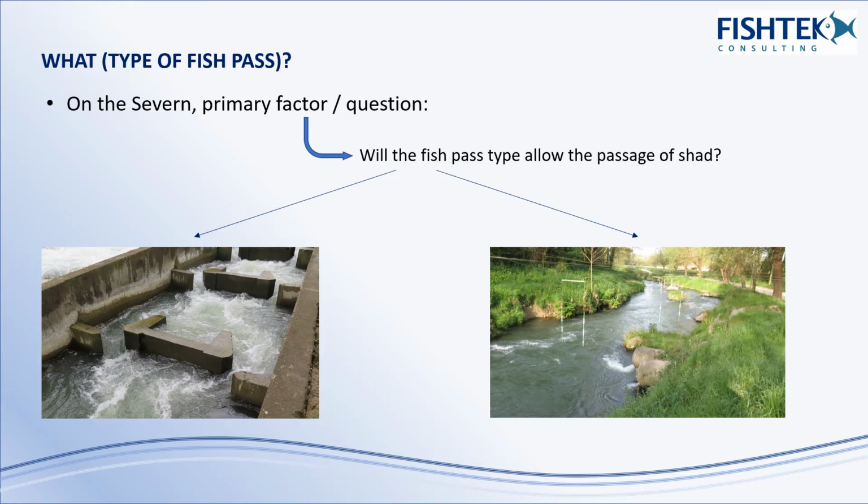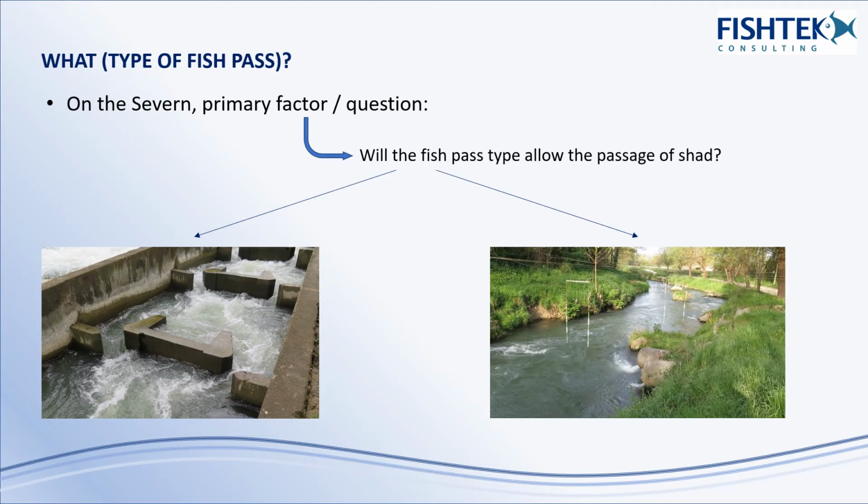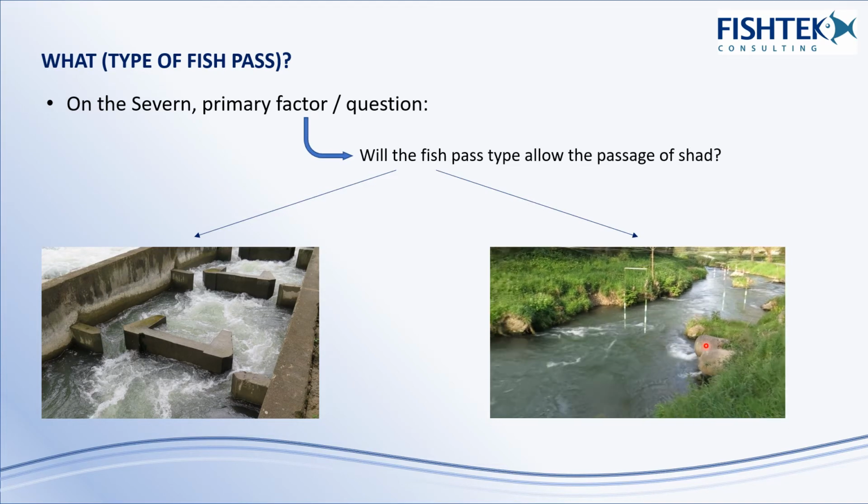And the other type of fish pass we could use is a natural bypass channel. So I've got a project around River Severn.